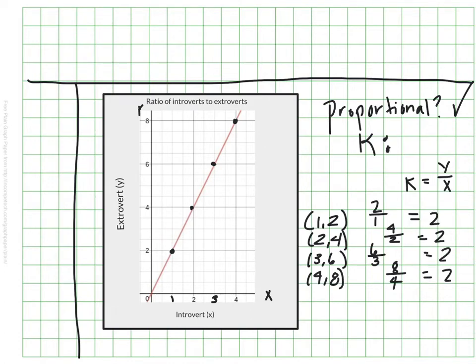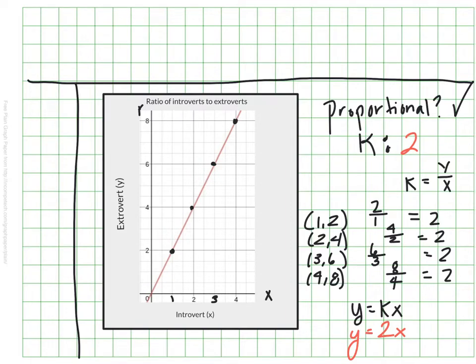Let me change our color here. So k is 2. That's an important piece of information. And remember that our equation is always written as y equals our unit rate times x. So in this case, it would be y equals 2x. That's our equation.